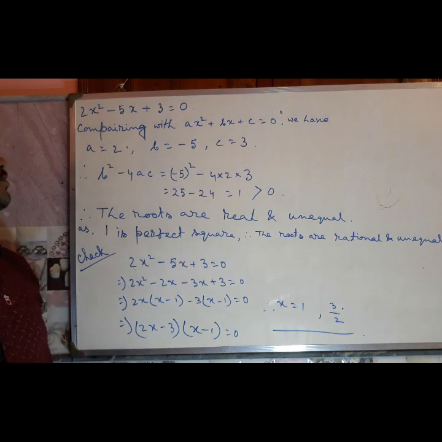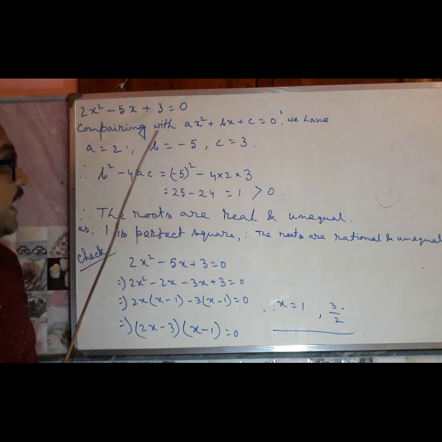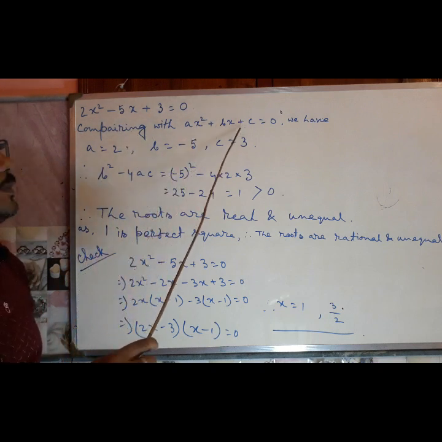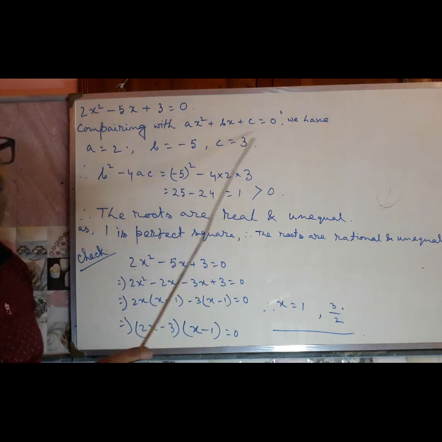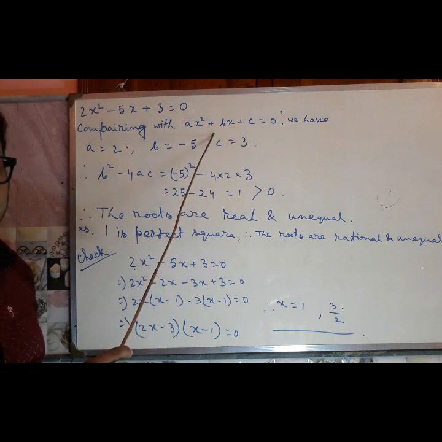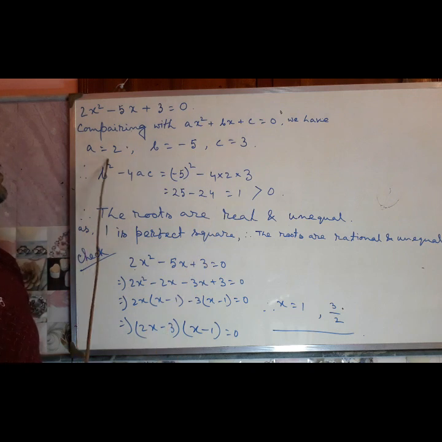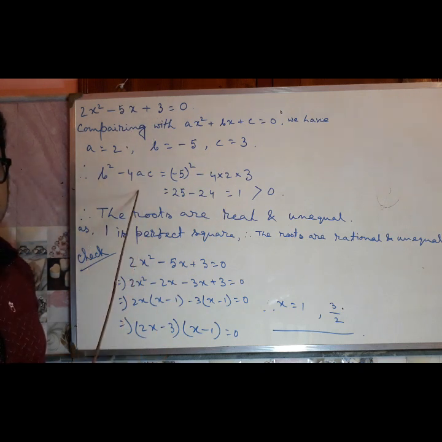Let us see. At first the given equation is 2x square minus 5x plus 3 equal to 0. Comparing it with ax square plus bx plus c, where a not equal to 0, that is the standard form of a quadratic equation, we have a is equal to 2, b is equal to minus 5 and c is equal to 3. So b square minus 4ac, that is the discriminant.